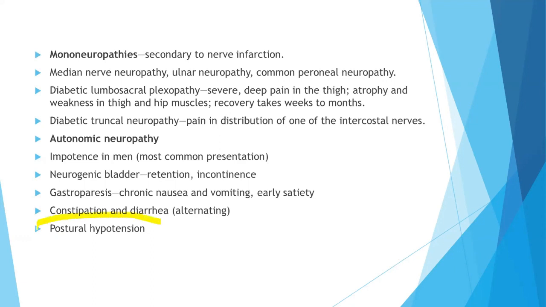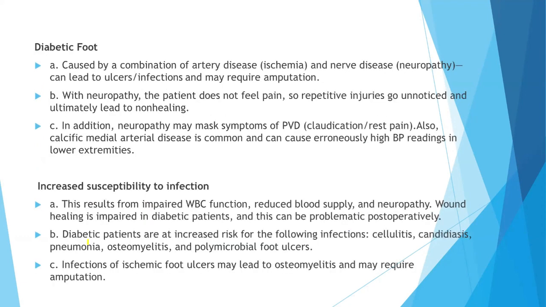Now, even if you don't believe it, this is the most commonly asked concept in the USMLE exam, that postural hypotension is one of the complications of autonomic neuropathy. Now, the other two complications are diabetic foot and increased susceptibility to infection. Diabetic foot is caused by a combination of artery disease and nerve disease, which can lead to ulcers and infections and may require amputation of the leg. Amputation is the last resort of the treatment.